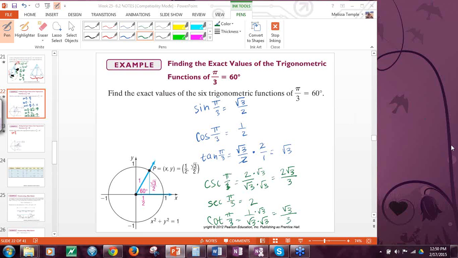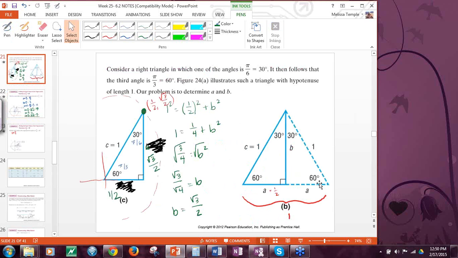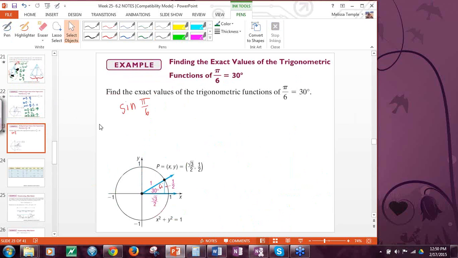Okay, so if that half didn't answer your question, it's half because it's half of this triangle, because we doubled it to make it equilateral. Good. Any other questions?